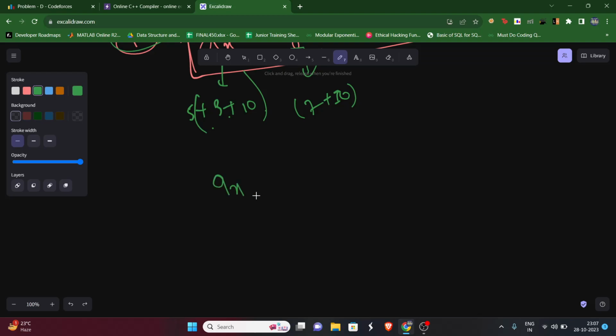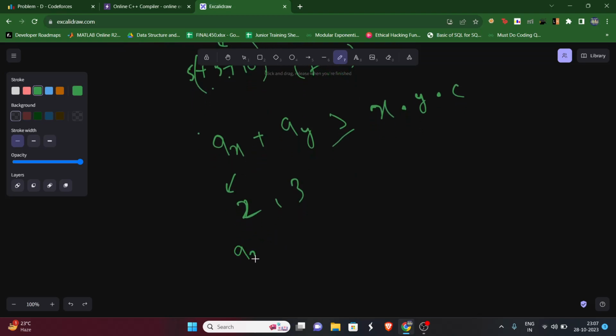The only thing you need right now is some basic maths. So if we look at this expression x into y into c, ideally we can choose any city. So let's say we are choosing cities 2 and 3, then this expression will become a2 plus a3 multiplied by 2 into 3 into some c.